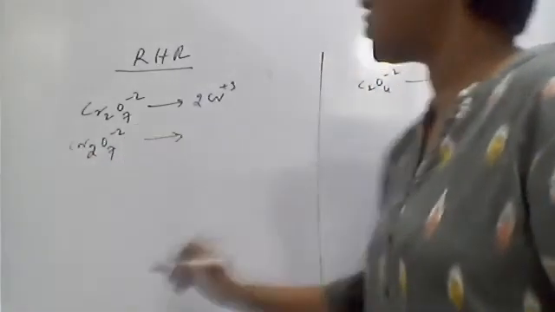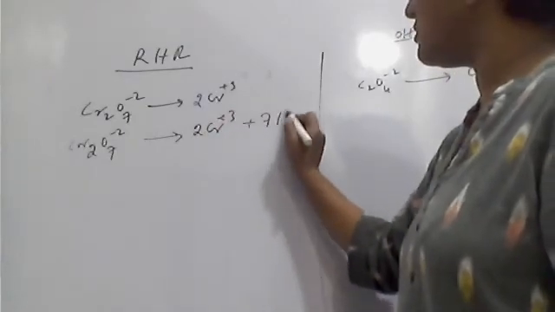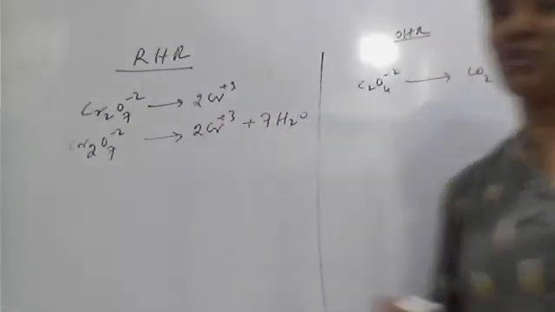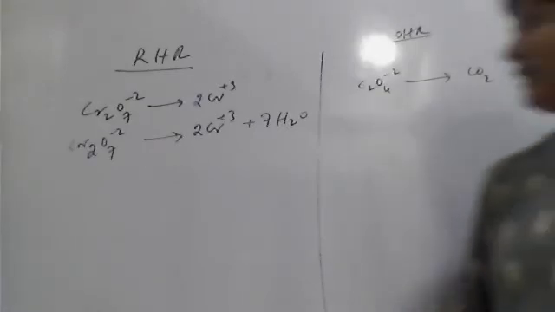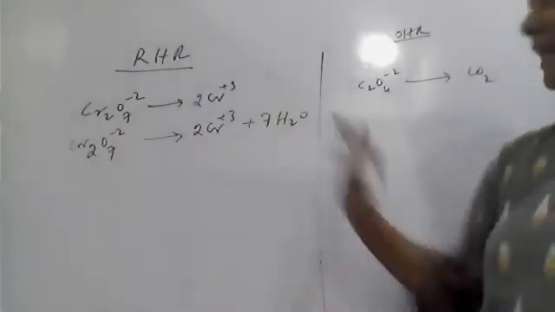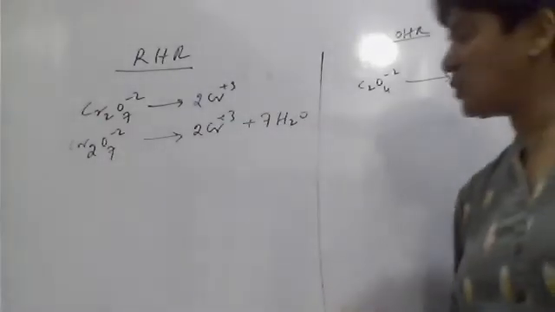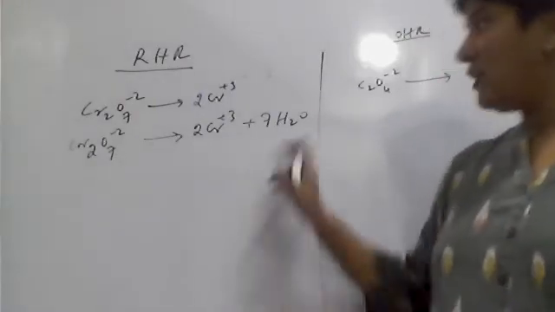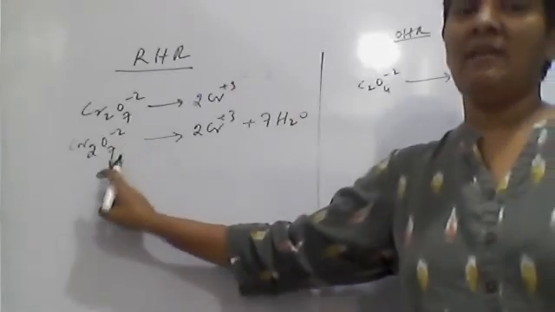Cr2O7 2-, then 2 Cr 3+ and 7 H2O. Okay, oxygens are balanced. Then what happened here? 7 twos are 14. So 14 hydrogens are at the right side, but no hydrogen at the left side.